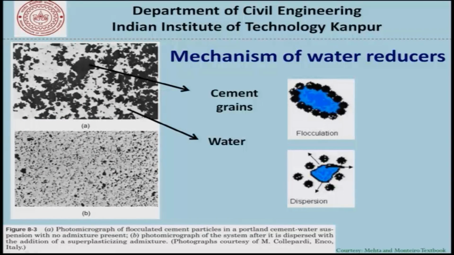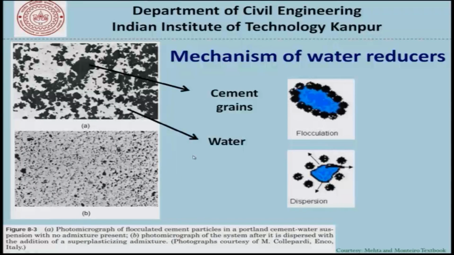Another simple example is shown. This is a photomicrograph of flocculated cement particles. So in the first figure what you see is that you have the cement grains and water, and you see that the cement grains are shown in black color, water is shown in white color, and in the first figure you do not have chemical admixtures. And if you have a closer look at the cement grains, you will see that the cement grains are flocculated and the water is not uniformly dispersed in the matrix, and you have cement grains on the surface and the water is inside and it is not properly dispersed.